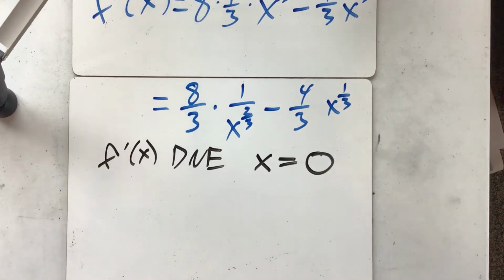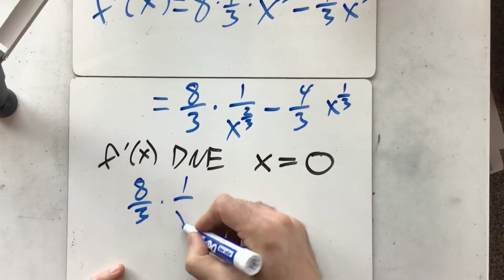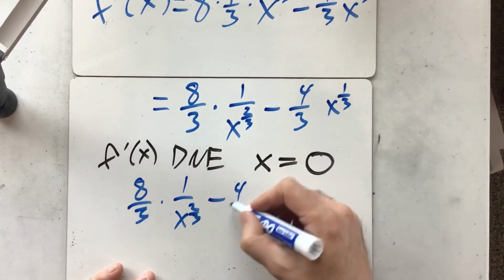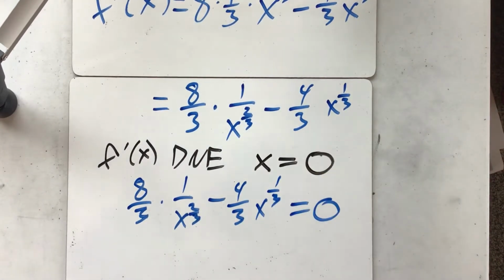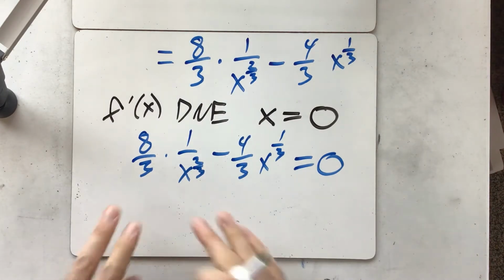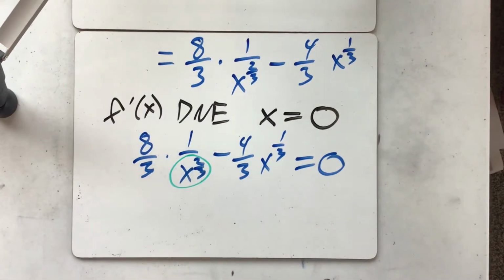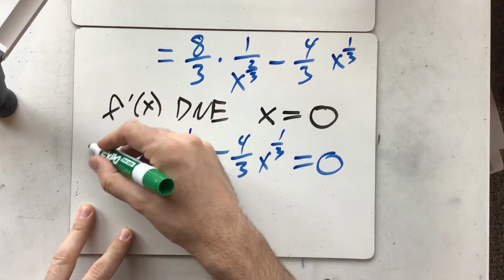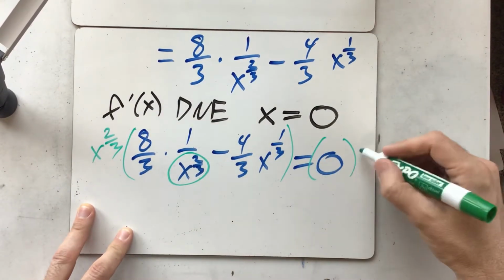Now, the next thing we need to do is figure out, where does this equal 0? So I'm going to do 8/3 times 1 over x to the 2/3 minus 4/3 x to 1/3 equals 0. And I'm going to go, okay, well, how do I get a hold of a problem like this? I know this algebra is tough, and I know that a number of you are probably not pumped or excited about it, but there's a really easy thing we can do right now, and that is we can multiply everything by this x to the 2/3. So if I multiply by x to the 2/3 on both sides, let's multiply everything by x to the 2/3.